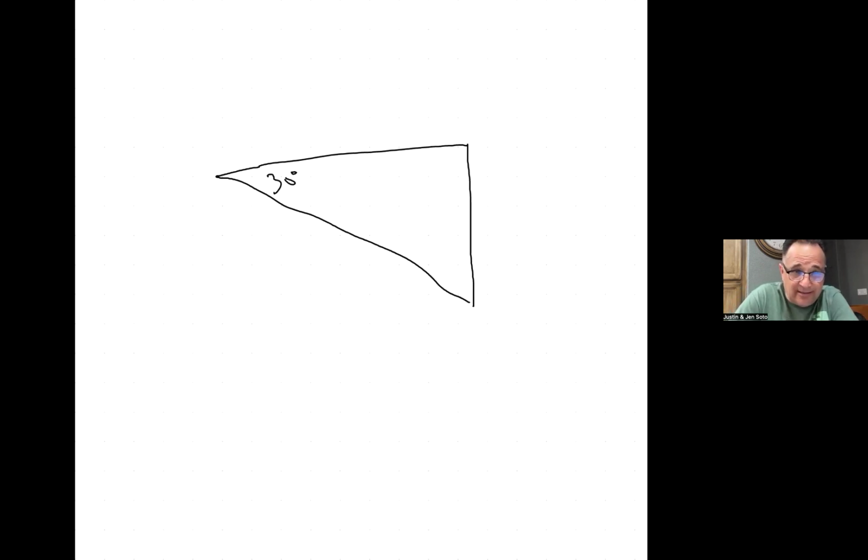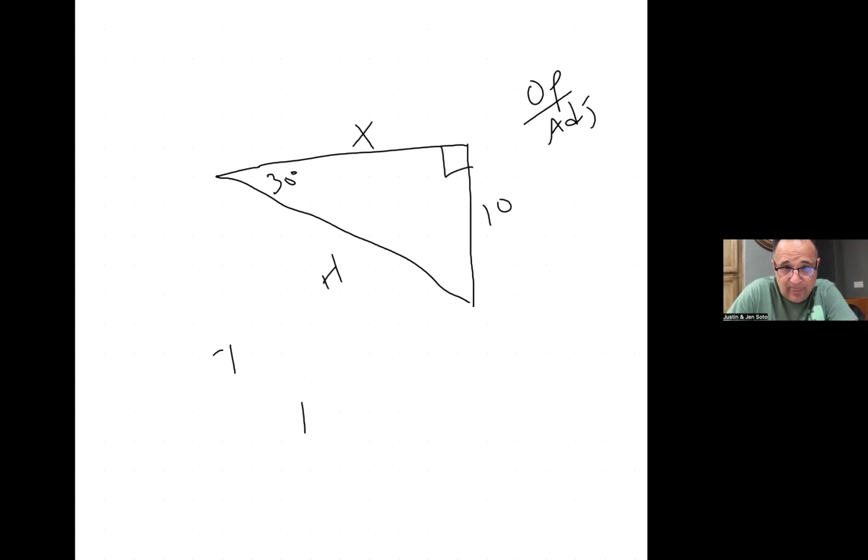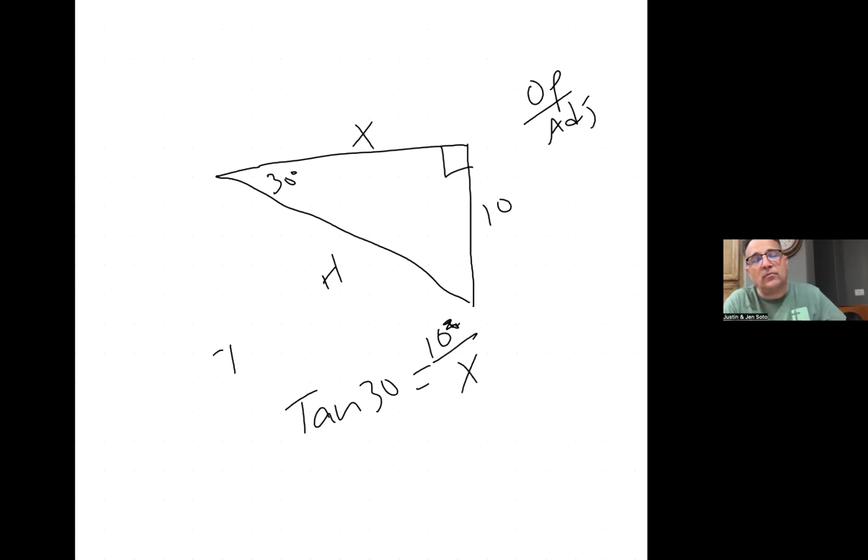So we're going to have, this is the 30, this is the X. Remember, tan is opposite over adjacent, right? Opposite is going to be 10. This is the hypotenuse, this is the right angle. So tan 30 is equal to opposite 10 over adjacent, which is X. So throw tan 30 into your calculator.